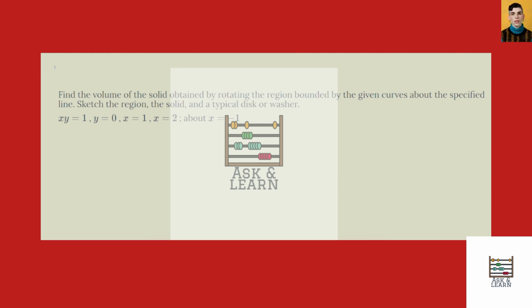We are finding the volume of the solid obtained by rotating the region bounded by xy equals 1, y equals 0, x equals 1, and x equals 2. We can start off by drawing the region.